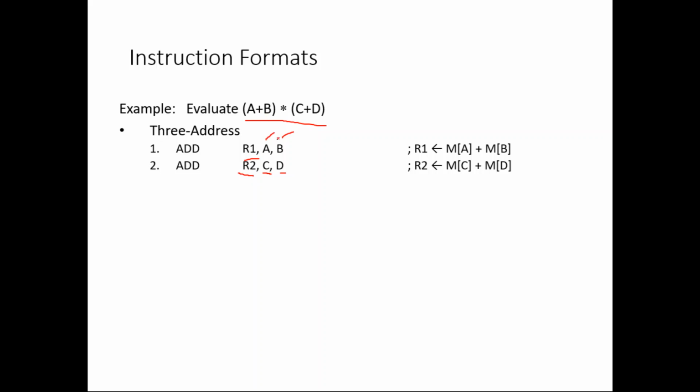So now a plus b is available in r1 and c plus d is available in r2. These two things should be multiplied. So multiply x comma r1 comma r2, which will multiply r1 with r2, and that result will be stored in the memory location x. So this is how this instruction can be executed using three address format.